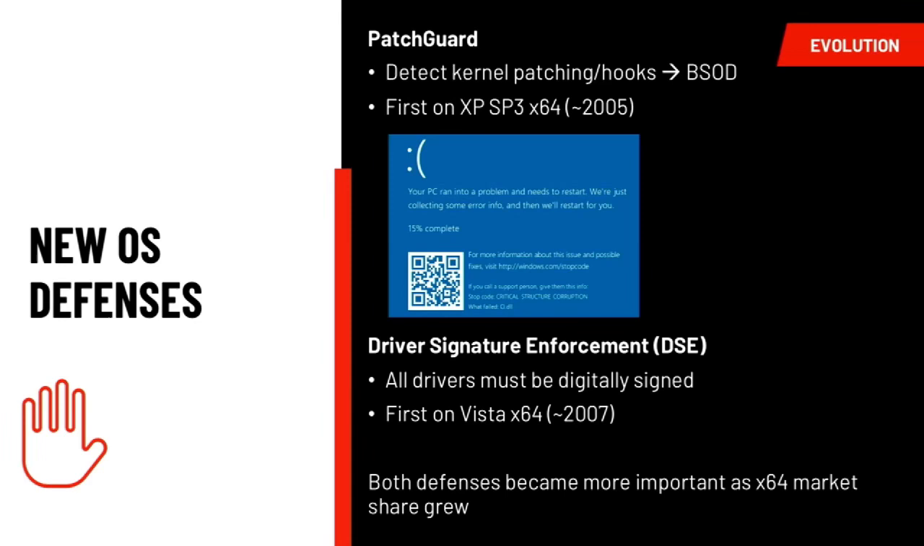The next protection is driver signature enforcement, also known as DSE. DSE requires that all drivers be signed by a valid signature before they're allowed to load on the system, and this was originally introduced on Windows Vista. It blocks malware that's trying to infect drivers on disk because it breaks the digital signature. It also prevents unsigned malware drivers from being loaded. Both of these defenses were originally for 64-bit systems, and when they first came onto the scene, 64-bit operating system market share was very low, and it became a lot more important as people started shifting over to 64-bit Windows versions.